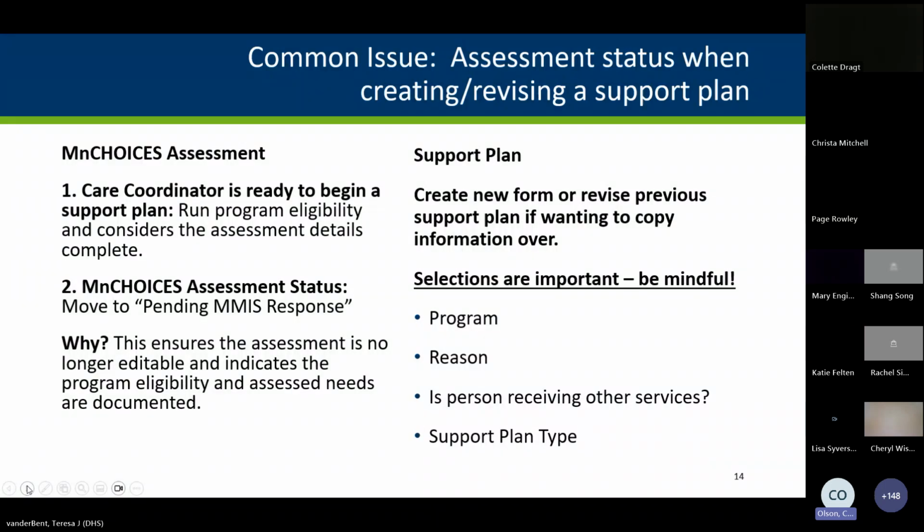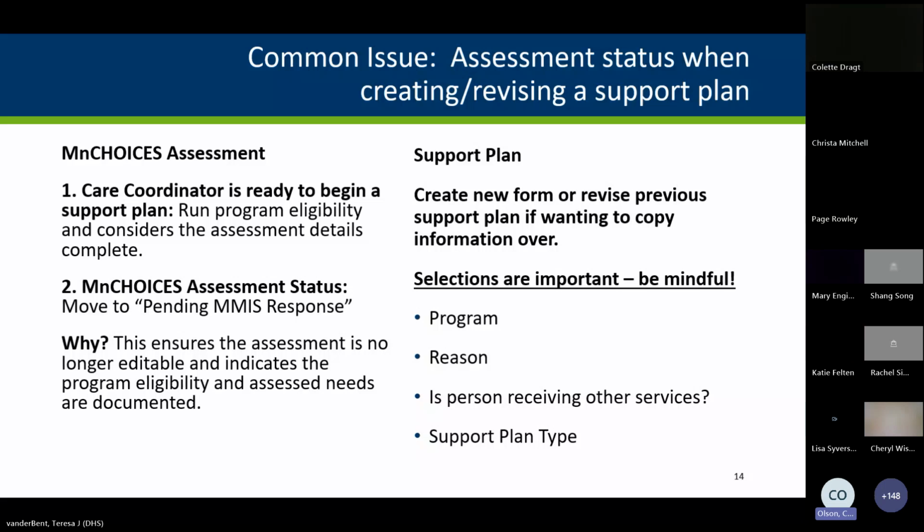So a common issue that we see is the assessment status when creating and revising a support plan. So the MnCHOICES assessment, when the care coordinator is ready to begin a support plan, they should run the eligibility and consider that the assessment details are complete. The MnCHOICES assessment status needs to be moved to pending MMIS response. The reason we don't want it to still be in progress is this ensures that the assessment is no longer editable, and it indicates that the program eligibility and assessed needs are documented.